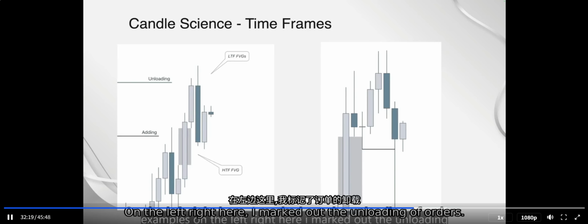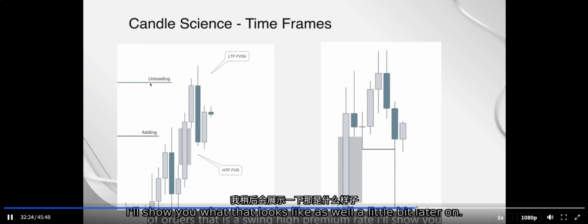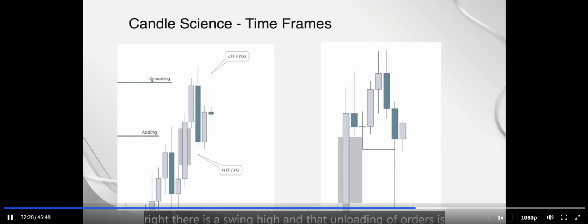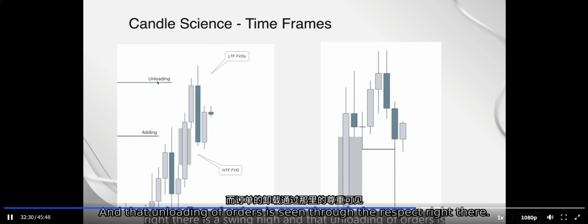On the left right here, I marked out the unloading of orders. That is a swing high. I'll show you what that looks like as well a little bit later on. But that right there is a swing high. And that unloading of orders is seen through the respect right there.